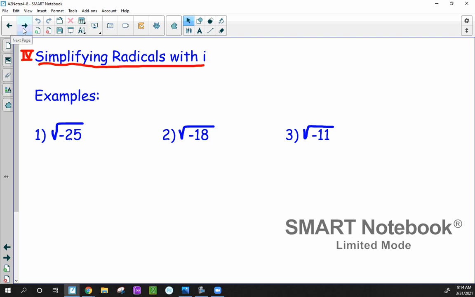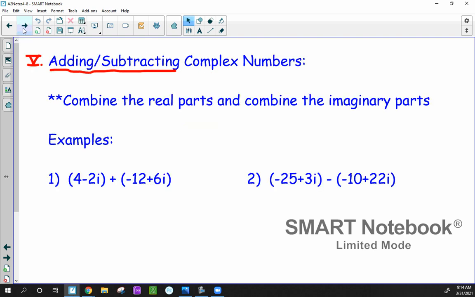We're going to continue the same unit, and the next learning target is on adding and subtracting complex numbers. And this learning target is very straightforward. What you'll need to remember is just to combine the real parts together and then combine the imaginary parts together. So it's basically what looks the same, like terms.